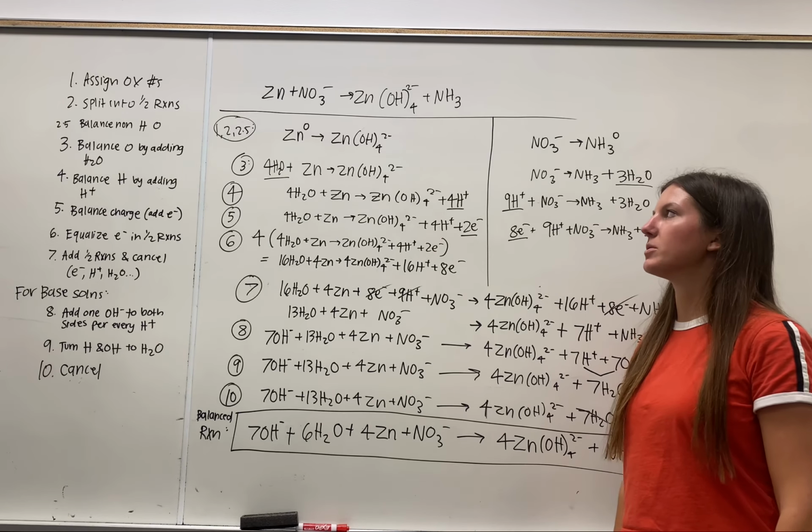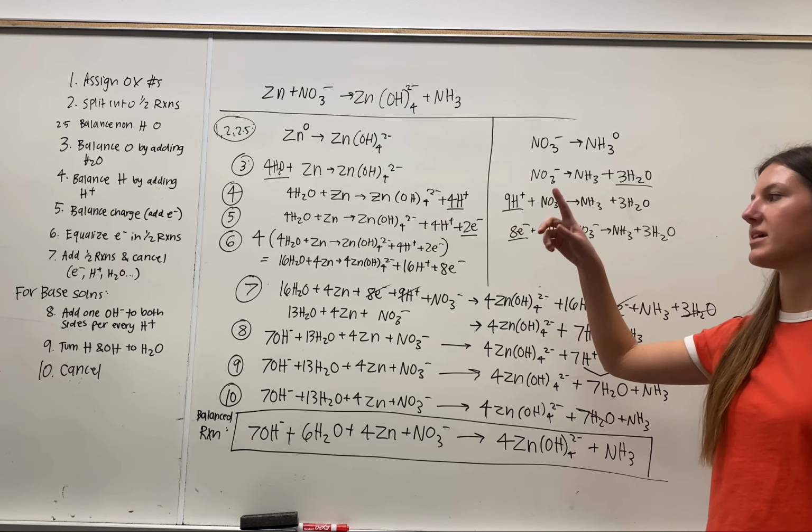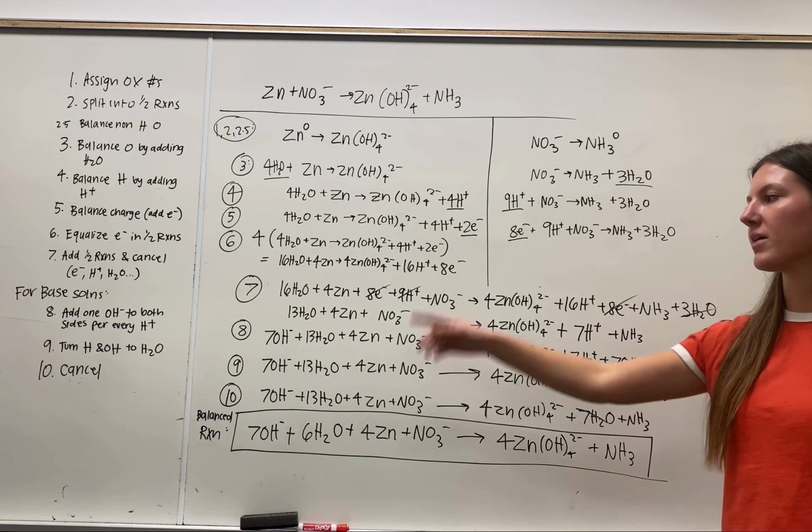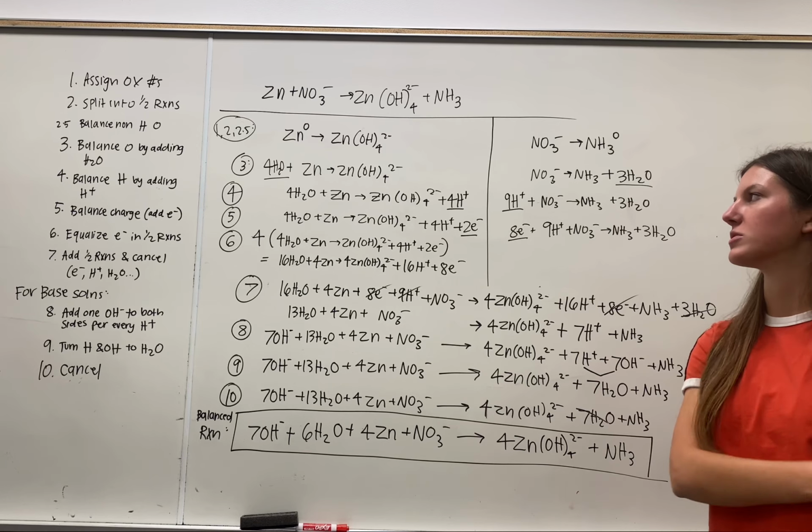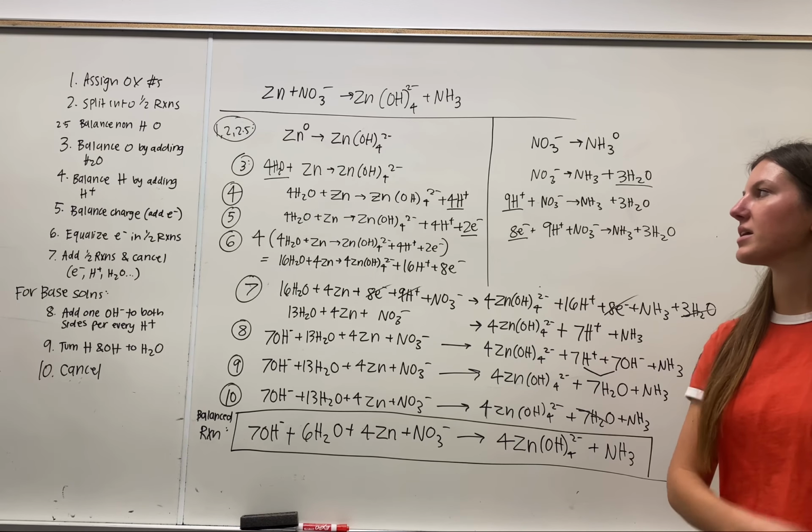Video 2 is pretty simple. All we have to do is balance this reaction that's happening in a basic solution, and we have all the steps on the left side that we'll just follow. So step 1 is to assign oxidation numbers.